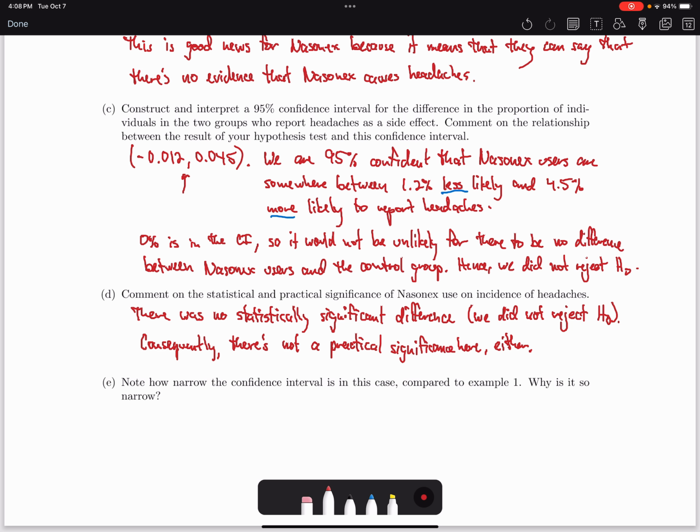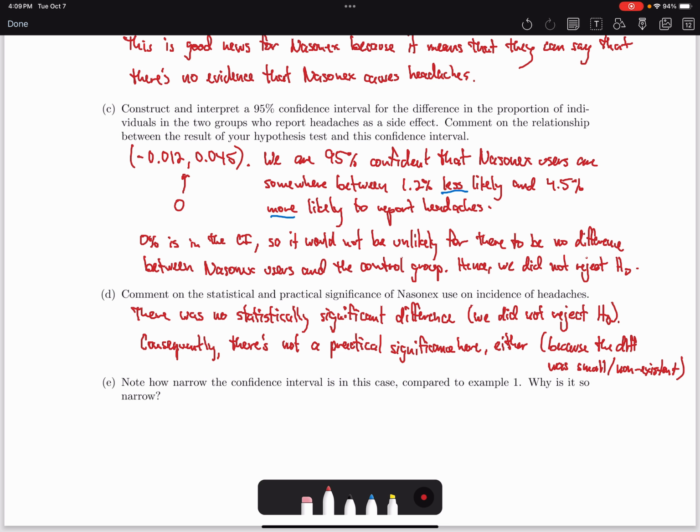And maybe just to give a little justification for that, we could say there's no practical significance either because the difference was small, and perhaps even non-existent, right? Because remember, our confidence interval contained 0, right? 0 was inside of our confidence interval. So the difference was small and perhaps even non-existent. So certainly not going to be a practical significance.